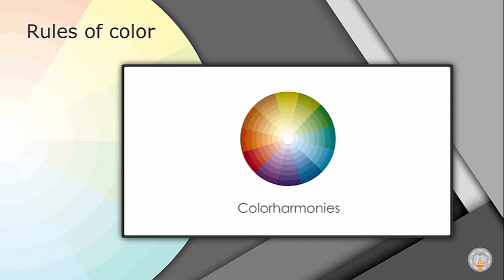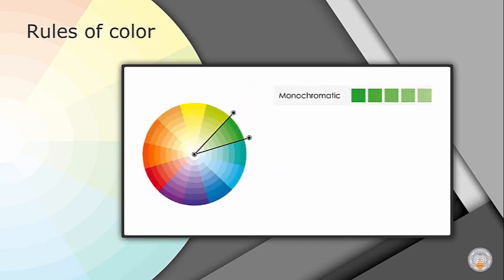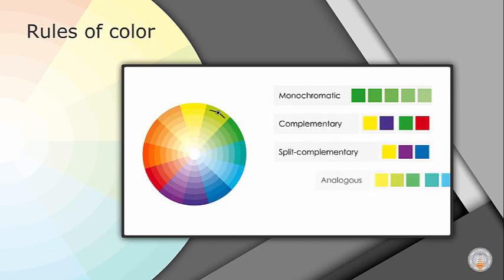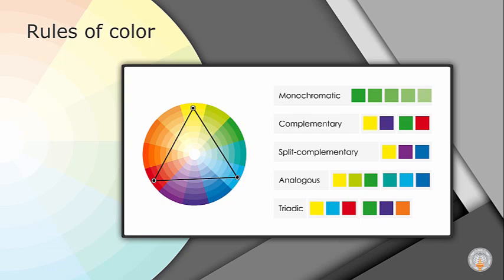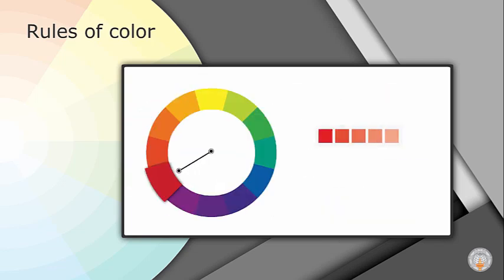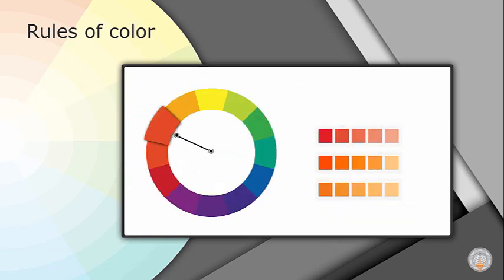Now, let us see some of the most common types of color harmonies. Monochromatic, complementary, split complementary, analogous, triadic. The monochromatic color scheme shows different shades and depths of a single color. The colors from this scheme combine perfectly as they are from the same family.